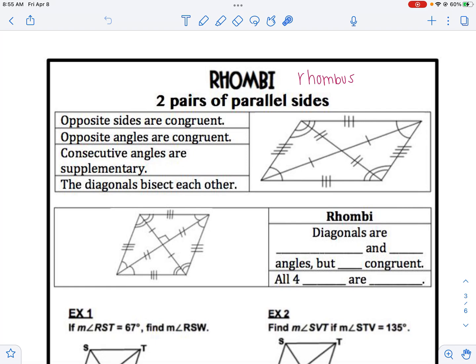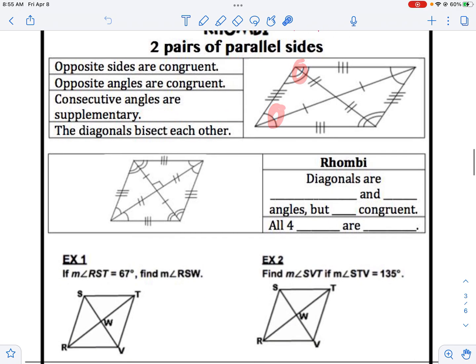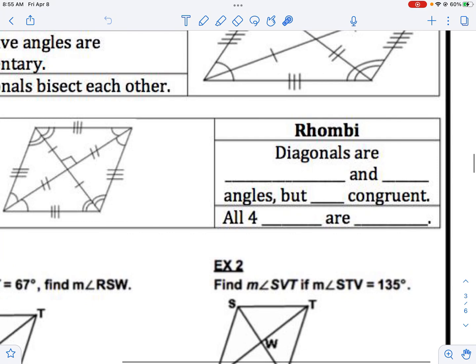Okay, so because a rhombus is a parallelogram, all of these features are still true. The diagonals bisect each other, opposite sides are congruent, opposite angles are congruent, consecutive angles add up to 180. That's that rule we just talked about. But there's some more specific things, and that's that the diagonals are perpendicular, so it's 90 degrees, and they bisect the angles.